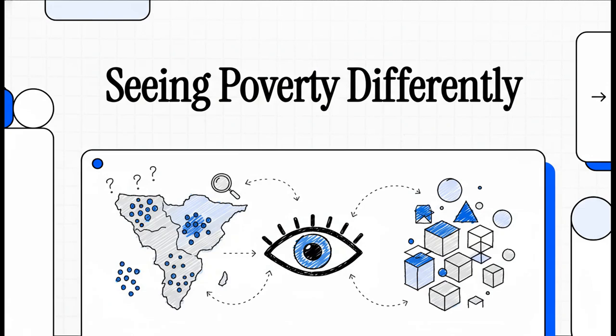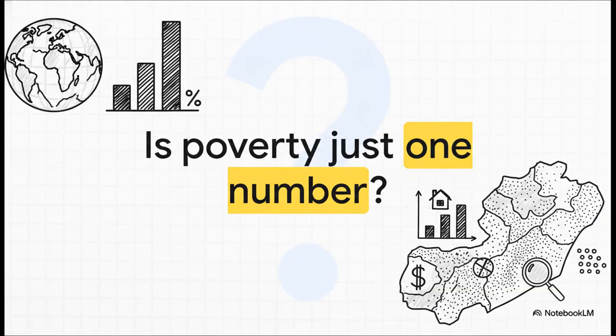When we talk about poverty, we usually hear a single stark number. But what if that number is actually hiding the real story? Today, we're looking at a pretty revolutionary tool that doesn't just measure poverty, it actually maps it out, turning all that abstract data into a landscape you can literally see. Let's dive in.